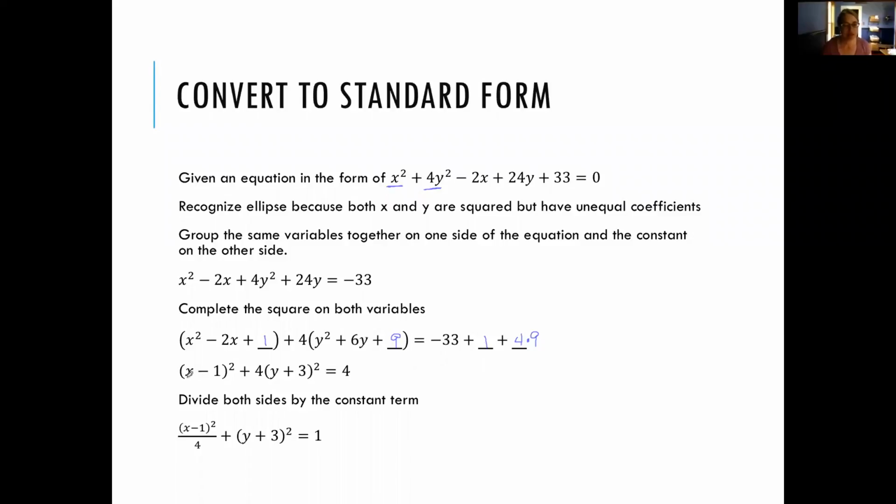Combine like terms, and we end up with x minus 1 squared plus 4 times y plus 3 squared equals 4. The last thing we do is we divide through by 4 so that the whole thing equals 1. And we get standard form. Now this is the standard form for a horizontal ellipse that is centered at 1, -3. A is 2, B is 1. We can go from there to figure out the rest of it.